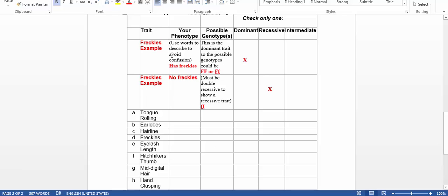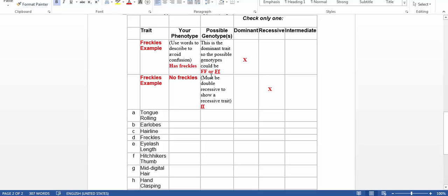Here's an example. Let's say I'm a person that has freckles. So the first thing I'm going to do is write my phenotype: has freckles. I can't put capital F because it gets confusing and I'm not sure you understand what you're doing. So phenotype is words, genotype are the letters for the recessive and dominant traits. So since I have freckles, if you look back at your chart, or your instructions, you'll see that's dominant. So if I express a dominant trait, I'm going to put a little X over here.